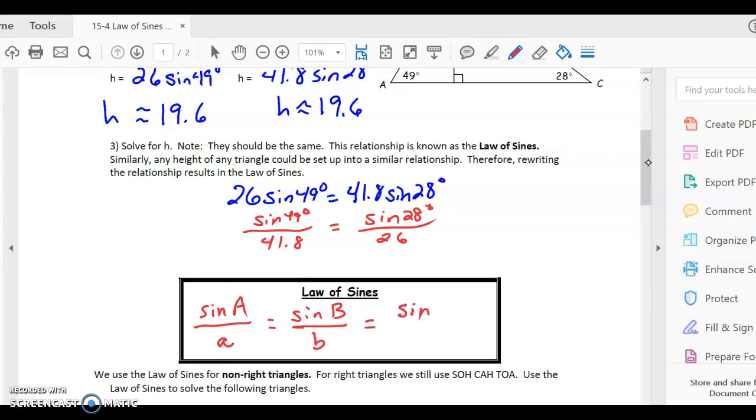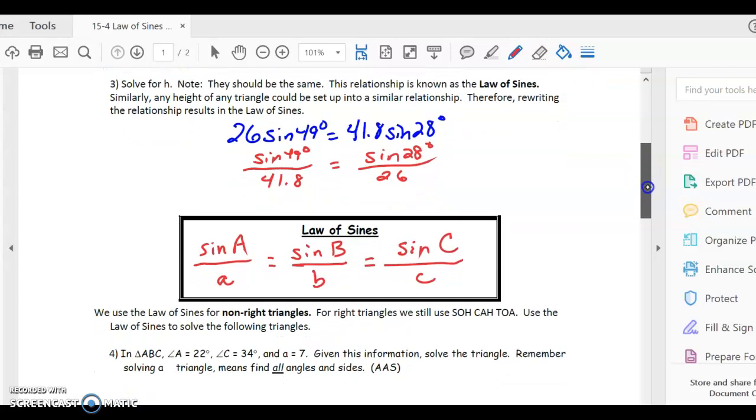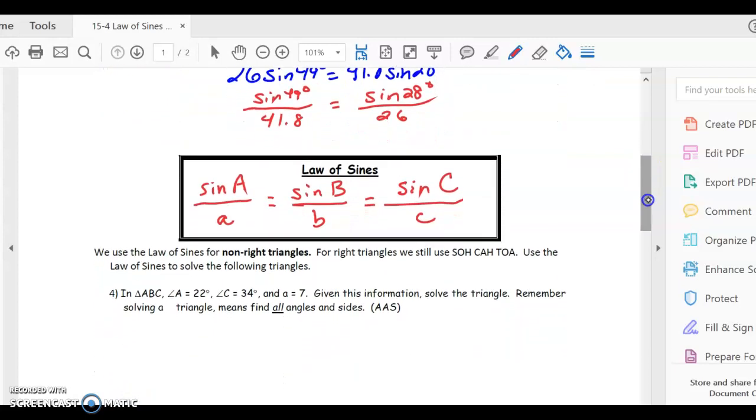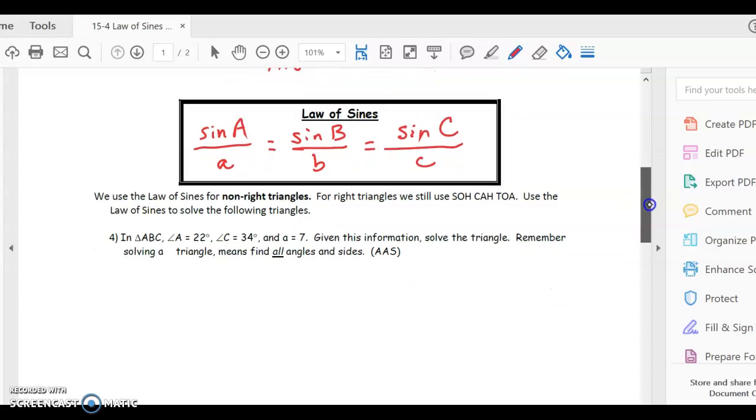Basically, we could redraw these for other triangles and do it. We're not going to do it today. But basically, all three sides and three angles have the same relationships. So we use the law of sines for non-right triangles. For right triangles, we still would want to use SOHCAHTOA. So for the problems below, we're going to use the law of sines to solve the triangles.